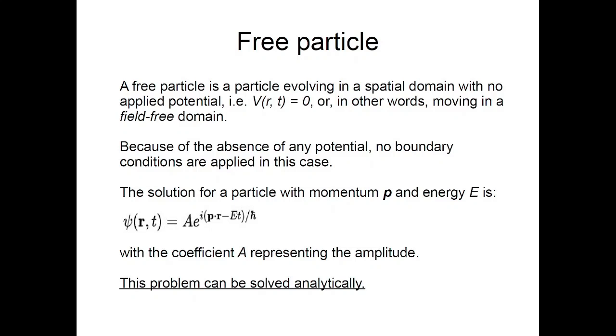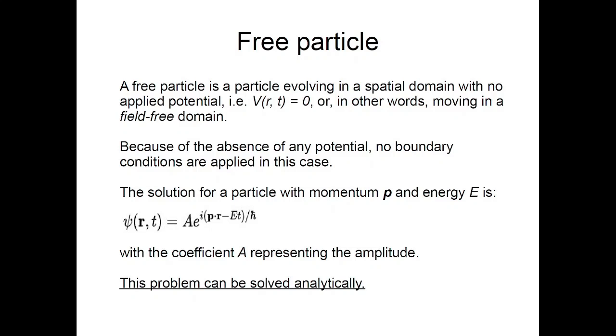So in this particular case, it is possible to find the exact solution of the time-dependent Schrodinger equation, which is going to be the function that you see here for a particular momentum p and for a particular energy E that is assigned to the particle. This coefficient A that you see here, this is called the amplitude of the wave function, and essentially it's a constant that is chosen in such a way that psi is a normalized function.